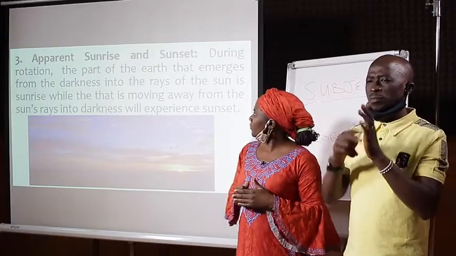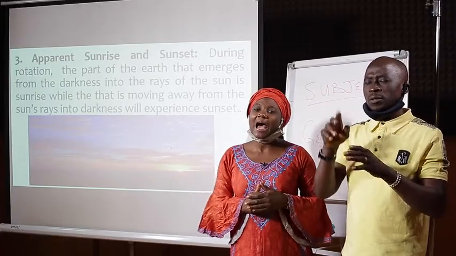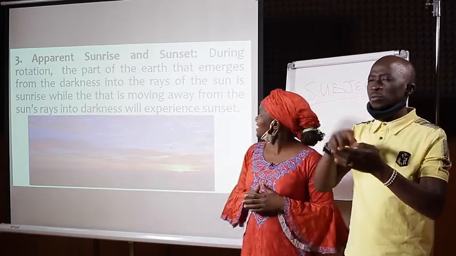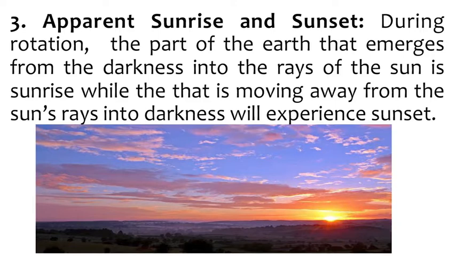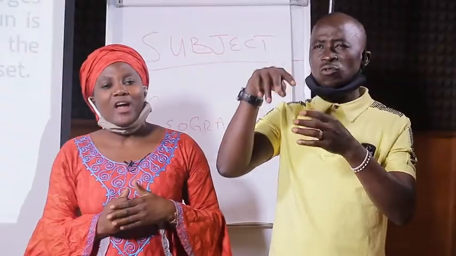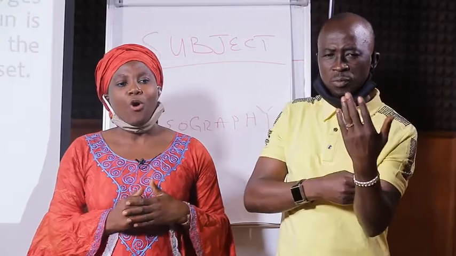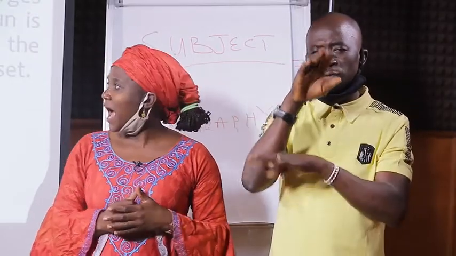Number three, apparent sunrise and sunset. During rotation, the part of the Earth that emerges from the darkness into the rays of the sun is sunrise, while the part that is moving away from sunlight into darkness is sunset. So sunrise normally occurs in the morning hours, while sunset occurs in the evening hours.